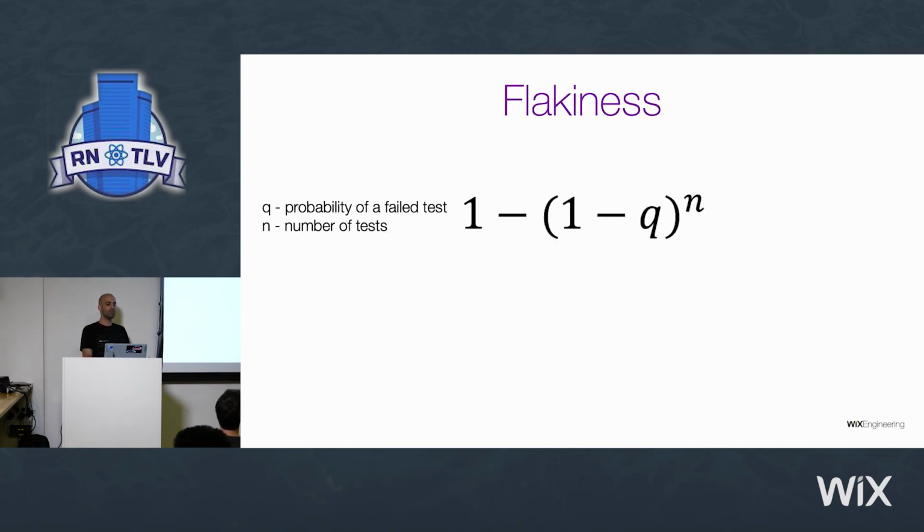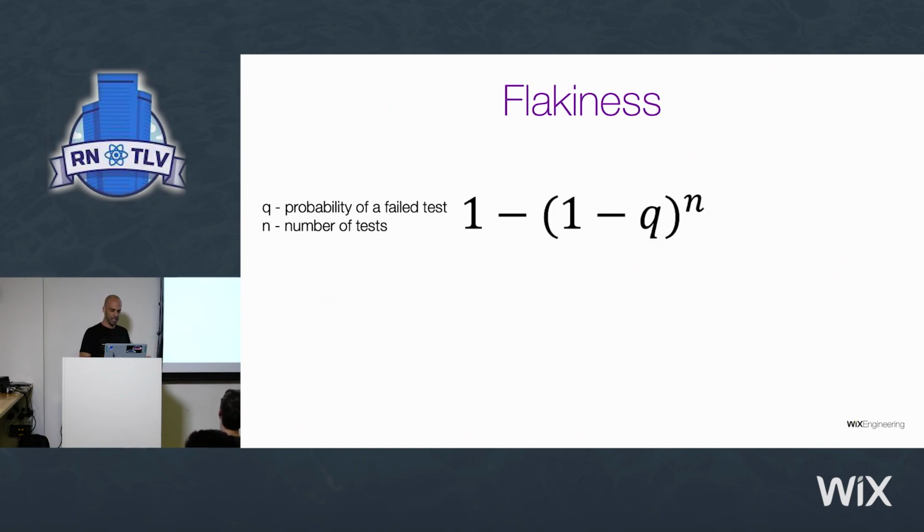So how unreliable is a flaky test suite? Let's calculate the probability of a test suite to fail. So let's define the equation. Q is the probability of a failed test, and N is the number of tests. So 1 minus Q is the probability of a single test to succeed. 1 minus Q to the nth power is the probability of the entire suite to succeed. And 1 minus all that is the probability of at least one test to fail.